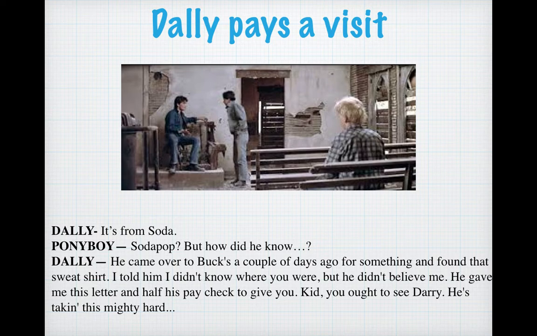So anywho, Dally shows up and he has a letter, and this letter is for Ponyboy, and it's from Soda. Now, one thing I want to point out is Soda sent half of his paycheck to Ponyboy, and Dally says, "Hey kid, you ought to see Derry. He's taken this mighty hard." So once again, we've got this disconnect between how Ponyboy feels about his brother and what other people think about this relationship between him and his brother.